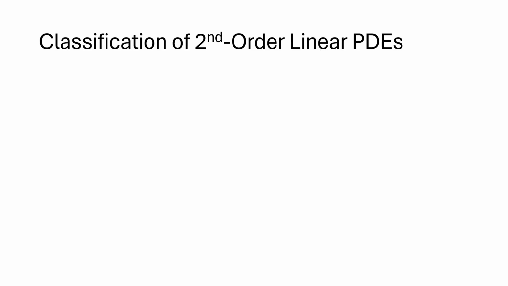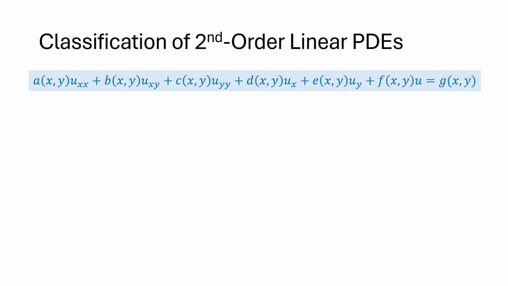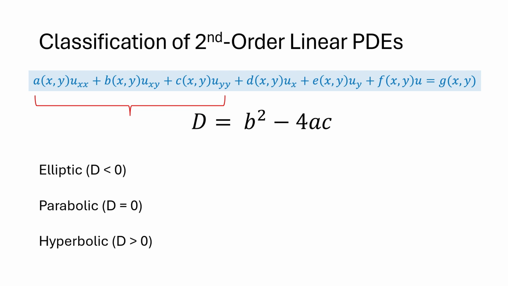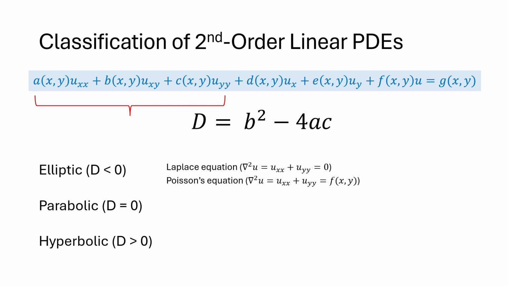Second order linear PDEs are typically classified into elliptic, parabolic, and hyperbolic types. For a second order linear PDE with two independent variables, we can use the discriminant of the second order part to classify the PDE into elliptic, parabolic, and hyperbolic types. The examples of elliptic PDEs are Laplace and Poisson's equations. We can see that both A and C are equal to 1, whereas B is equal to 0, which means the discriminant is minus 4 and less than 0.